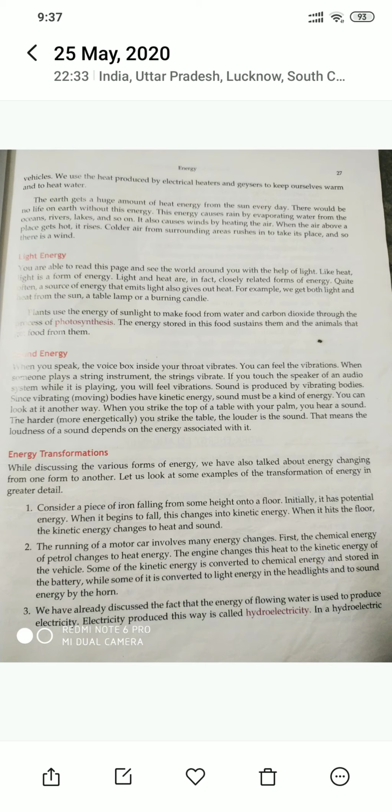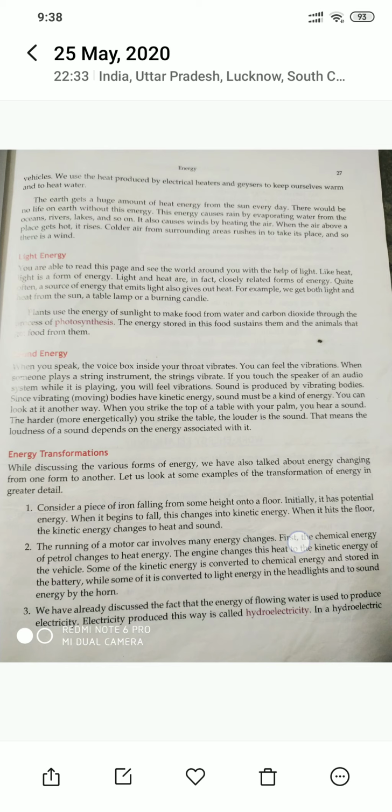First example about it is a piece of iron falling from a height on the floor. How is the energy transforming here? When the body is at a height, what type of energy should it have? When a body is at a height, we have already studied it has potential energy, and height means gravitational potential energy. Okay, but here they have written only potential energy. That is fine. Potential energy it is having.